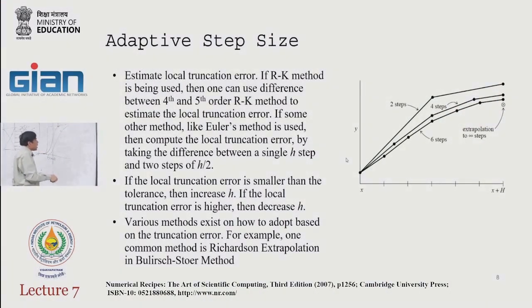Then there are different methods on how to adapt based on the truncation error. As I said, I'm not going too much into it, but one of the methods is known as the Richardson extrapolation method with the Bulirsch-Stoer method here. This basically approximates using a local model. It fits a local model of the number of steps versus the truncation error, and that local model is used to predict what is expected to happen to my error term if I increase or decrease the step size, and that's how it keeps adjusting it.